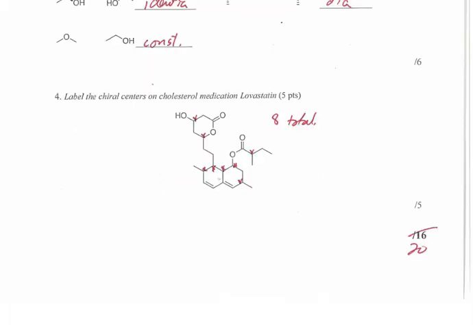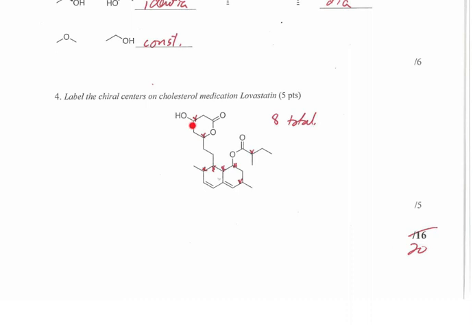Label the chiral centers on the cholesterol medication lovastatin. Again, the best way to approach these, I think, is to find the carbons or the atoms that have either one hydrogen or zero hydrogens on them, right? But they have to be sp3 hybridized and bonded to four different things.